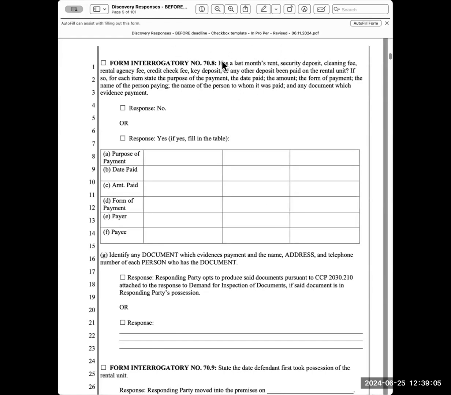If this doesn't apply to you, you didn't pay a last month's rent, security deposit, cleaning fee, any of these additional fees, you check no. And you go to the next question. If you did pay one or more of these, you check here and you fill in the chart.